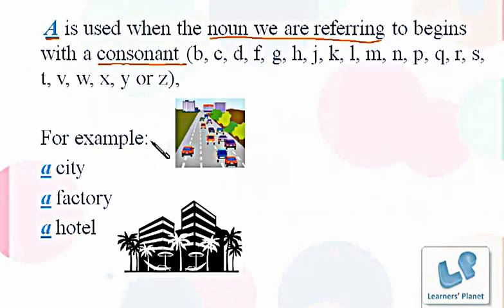So for example, there could be a city, a factory, a hotel. Over here, city, factory and hotel, they all begin with consonants and have a consonant sound. Now there could be more examples such as a window, a table, a clock, many more such things. Okay?